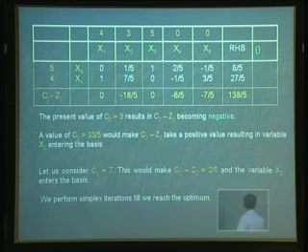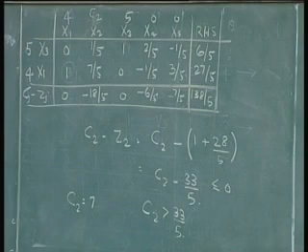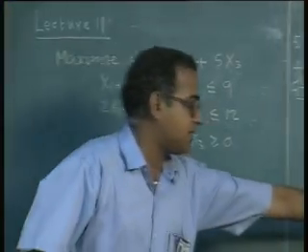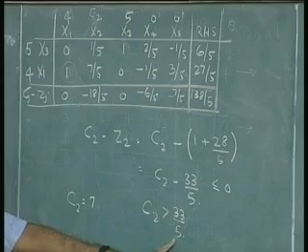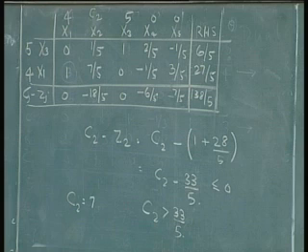So if we consider C2 equal to 7, for example, if this 3 increases to 33 by 5 or 6.6, there will not be any impact of this change. The present solution will continue to be optimal. Only when it exceeds 33 by 5 will something happen.